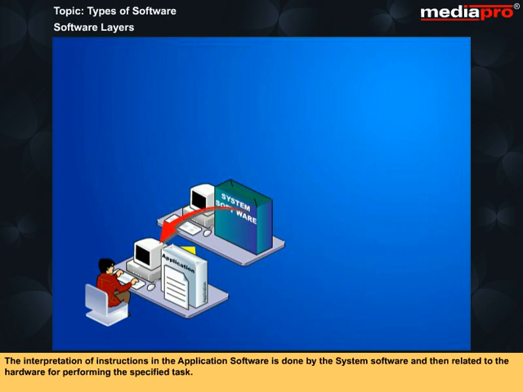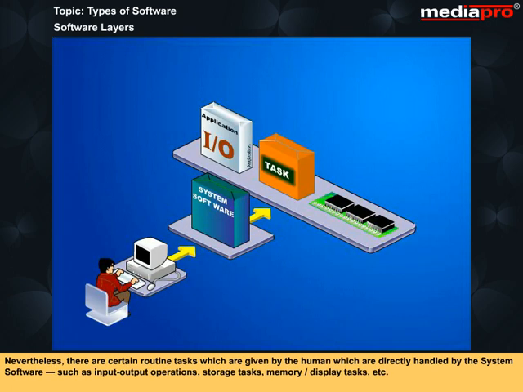The interpretation of instructions in the application software is done by the system software and then related to the hardware for performing the specified task. Nevertheless, there are certain routine tasks which are given by the human which are directly handled by the system software, such as input-output operations, storage tasks, memory, display tasks, etc.